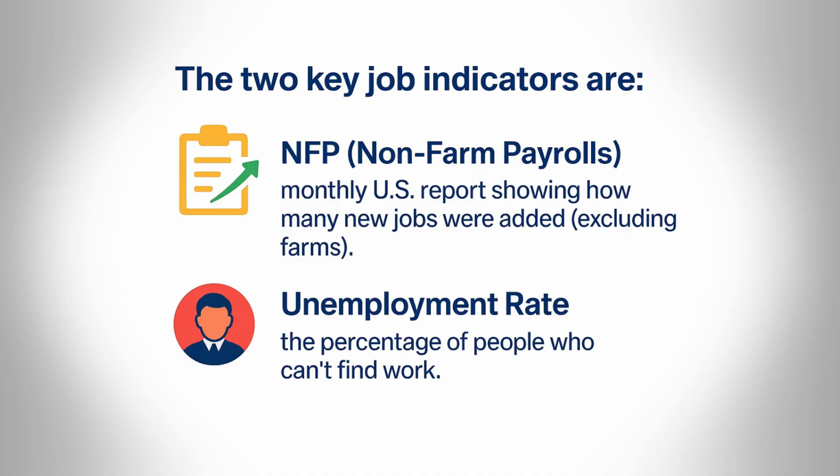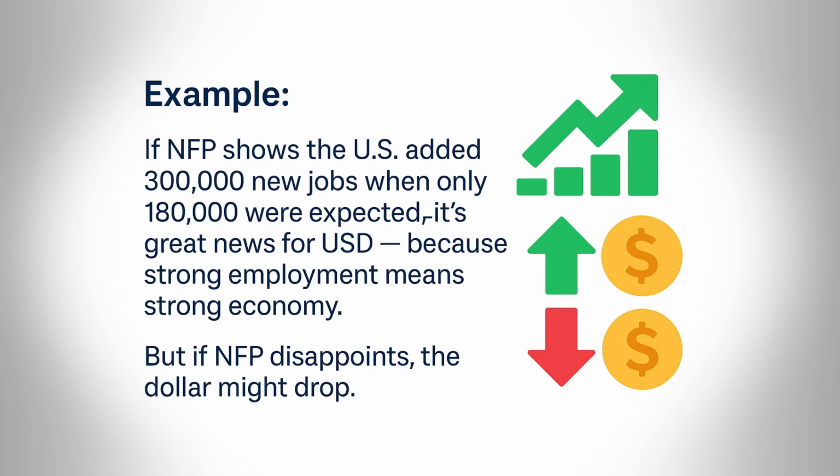So let's see an example. If the NFP report shows that the US added 300,000 new jobs in the last month, when only 180,000 new jobs were expected, that is great news for USD because strong employment means strong currency. But if 300 new jobs were expected and only 180 new jobs were added, it means that the NFP has disappointed and the dollar may drop. Jobs are like the heartbeat of an economy. If the heartbeat is strong, that means low unemployment. It means the patient, that is the economy, is healthy.